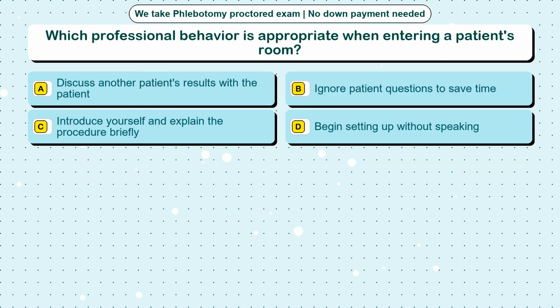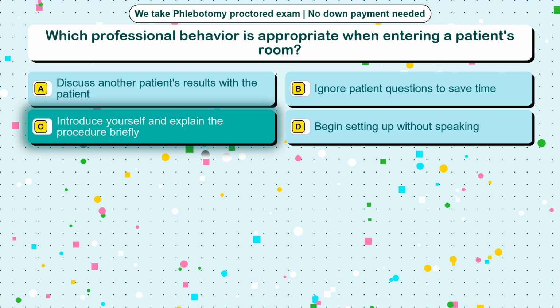Question 77. Which professional behavior is appropriate when entering a patient's room? Option A. Discuss another patient's results with the patient. Option B. Ignore patient questions to save time. Option C. Introduce yourself and explain the procedure briefly. Option D. Begin setting up without speaking.